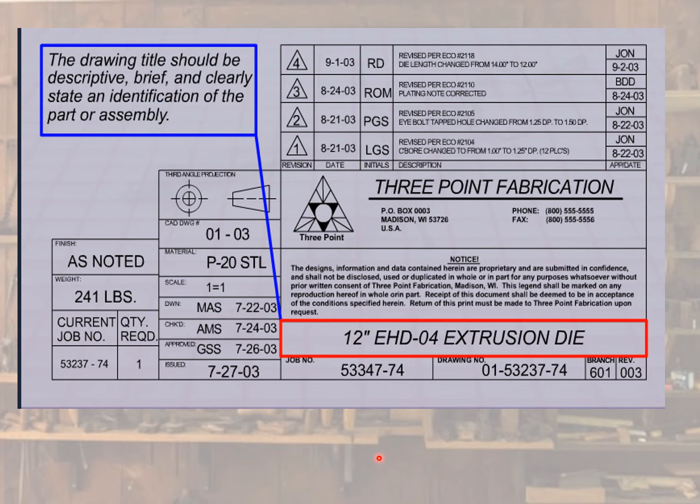So this is a standard title block. Each company creates their own title blocks, so they all might look a little bit different, but they should all contain some basic information. When you get a drawing, the first thing you want to look for is your drawing title.